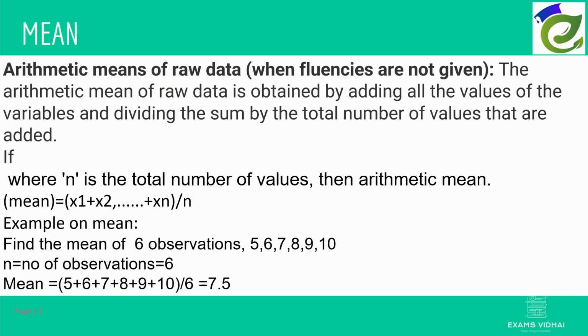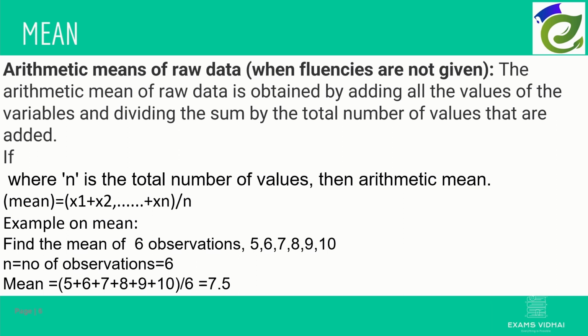Now we will go into the main concept, that is mean. What is the arithmetic mean of raw data? Here see, it is raw data, it is not grouped data. We are discussing raw data. The arithmetic mean of raw data is obtained by adding all the values of the variables and dividing the sum by the total number of values that are added. The formula is mean equals (x1 plus x2 plus ... plus xn) divided by n. Here x1, x2, up to xn are all the observations and n is the total number of observations.